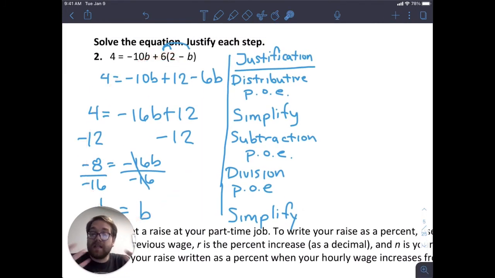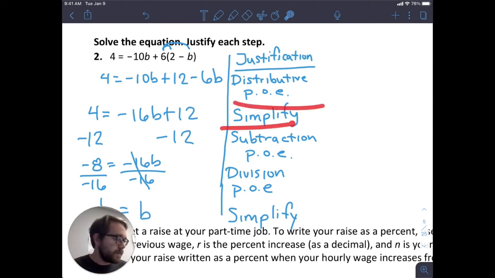So that's what we did. That was our thinking, that's what was involved. And over here are the reasons for everything that we did, our justification. We did the distributive property, and then we simplified, subtraction, division, and then we simplified again. And so that's a proof for this equation, or for us solving that equation. That's how we proved what we did, and that we were certain that this is the right answer, because these are our reasons for it.